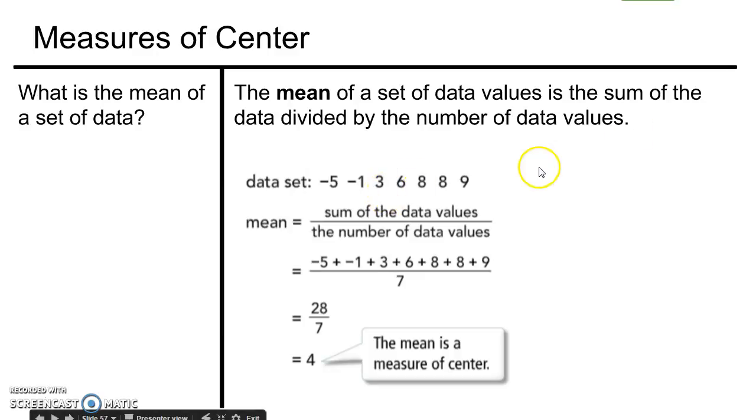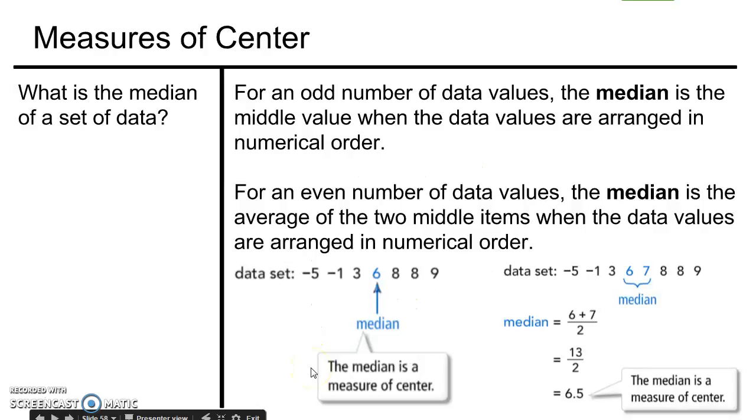So here you see an example of that. You add all the numbers in your data set, and then you divide by how many numbers are in the data set to get your mean. To find the median, you want to place your numbers in order from least to greatest. Then, if you have an odd number of data values, the median is the middle number. You'll just have one number in the middle.